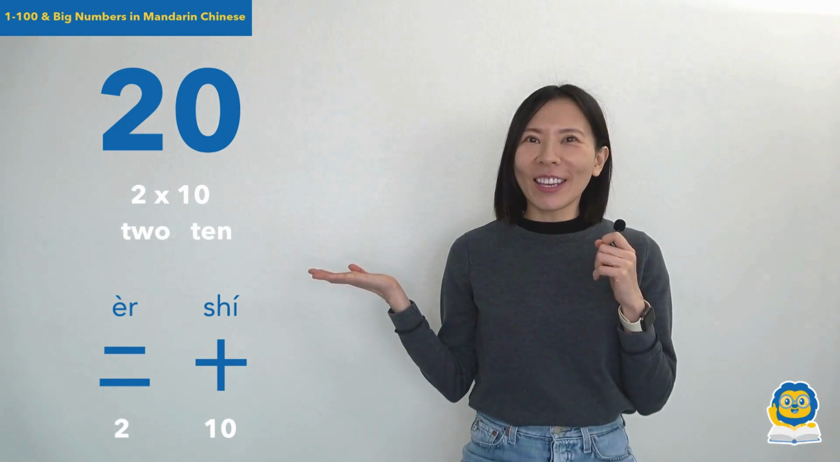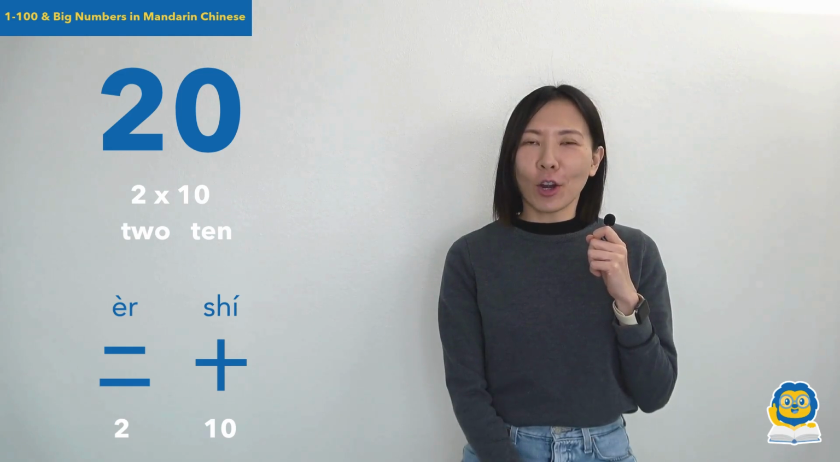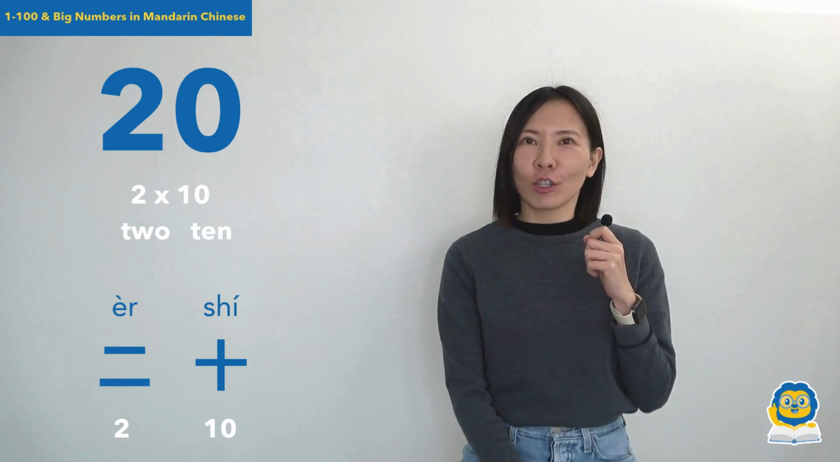And what do you think 20 is? 20 is 2 tens, right? 2 is 二. 10 is 十. 二十 in Mandarin Chinese is 20. From here, let's apply the same logic to 30, 40, and all the way to 90.